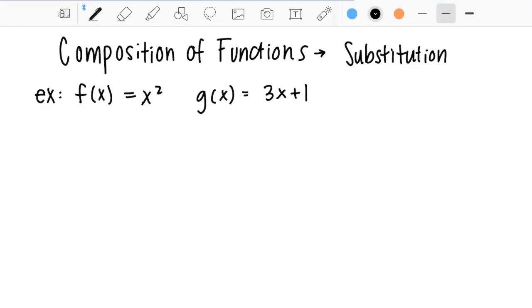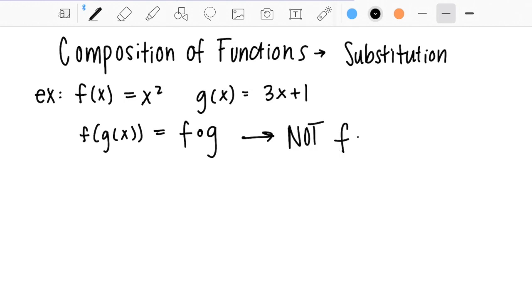Another way to combine functions is called composition of functions, and we can think of this like substitution that you learned previously in your other math classes. Our notation for a composition of functions is written f of g of x. You can write it like this, or you can write it with this circle in the middle, still f of g of x. It is not f times g, and it is not fog, it is f of g.